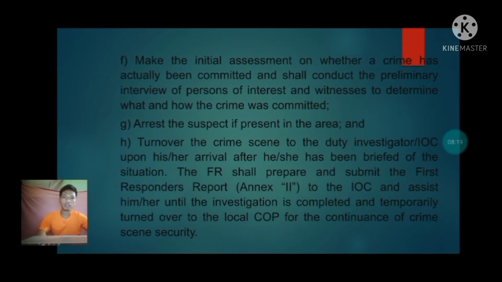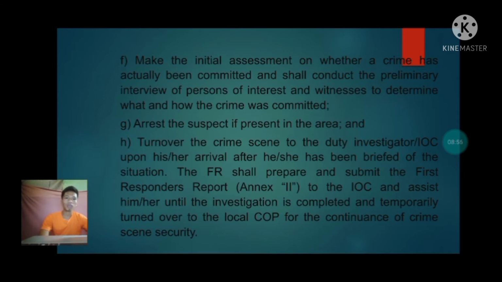Letter F is make the initial assessment on whether a crime has actually been committed and conduct a preliminary interview of persons of interest and witnesses to determine what and how the crime was committed. Letter G. Arrest the suspect if present in the area and turn over the crime scene to the duty investigator or IOC upon arrival, after he or she has been briefed of the situation.